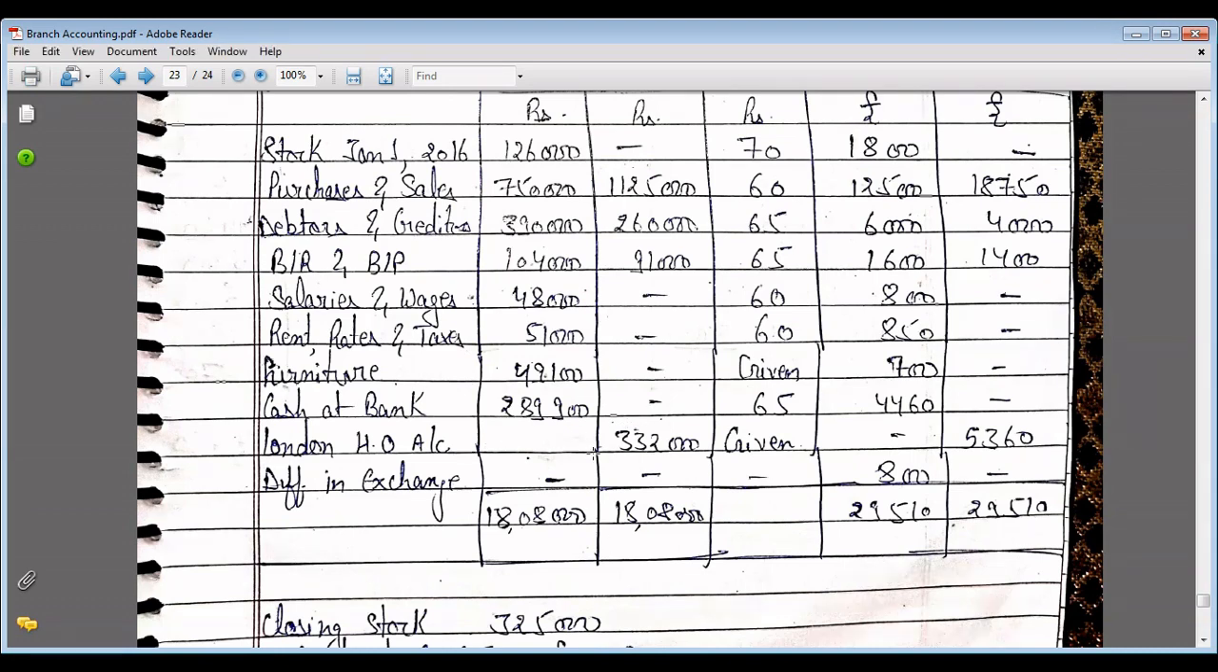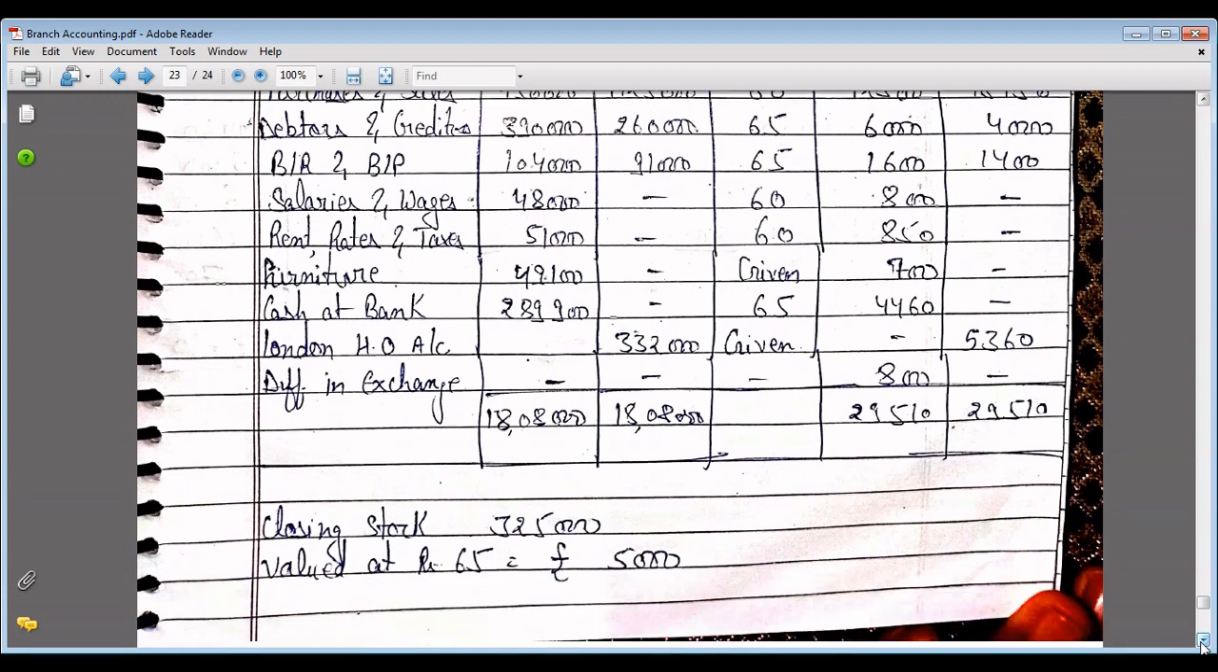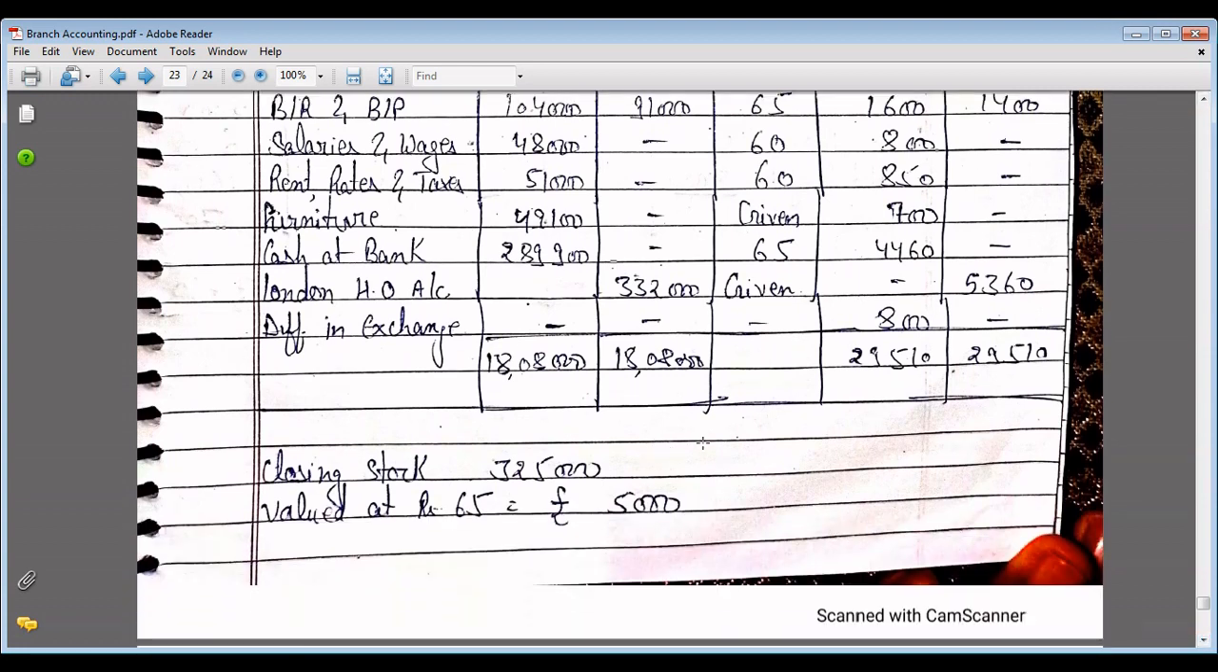London head office account, that is 3,32,000 rupees, it is also given in the question in pounds, that is 5,360 pounds. So here is the total of debit and credit in rupees, and here is the total of credit side in pounds, that is 29,510 pounds. So here is the difference between debit and credit of 800, which comes in difference in exchange account or exchange suspense account. Then closing stock, that is given in the question as 3,25,000 rupees.